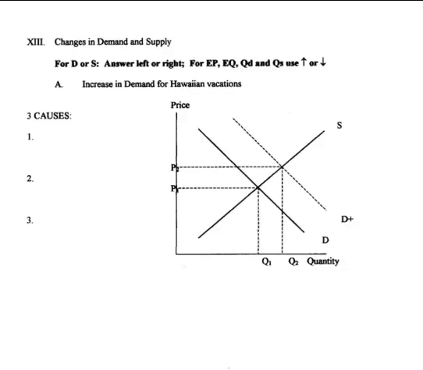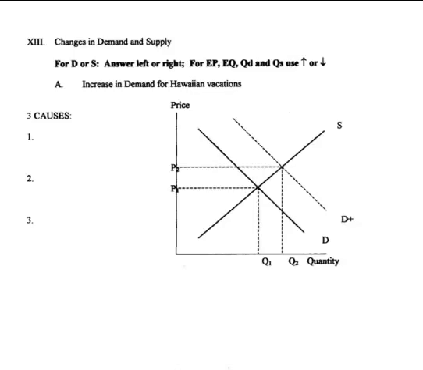So let me give 3 different causes for an increase in demand for Hawaiian vacations. First one, income. People's income rises. Yep, that'll increase the demand for Hawaiian vacations. But wait, there's also something else you have to add when you use income: you must also assume that Hawaiian vacations are normal goods. Because when income increases and it increases the demand for a product, then that product, in this case Hawaiian vacations, must be a normal good.